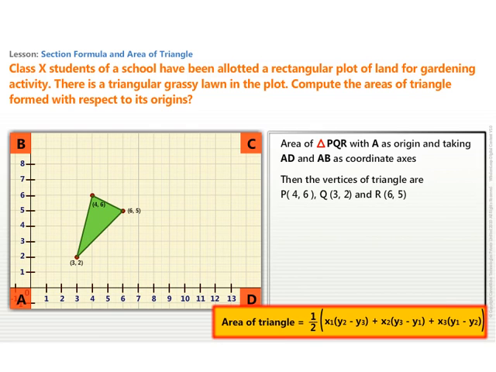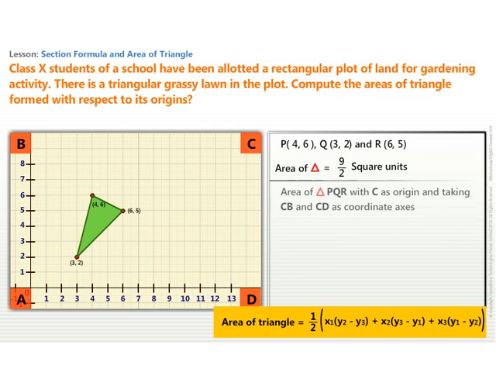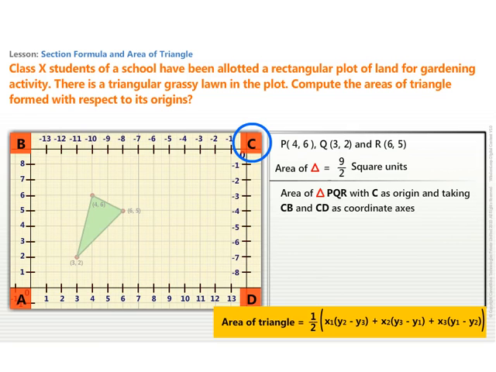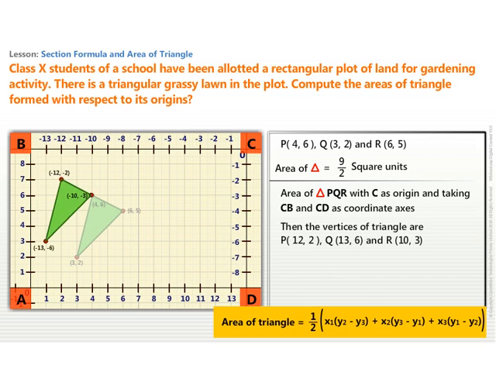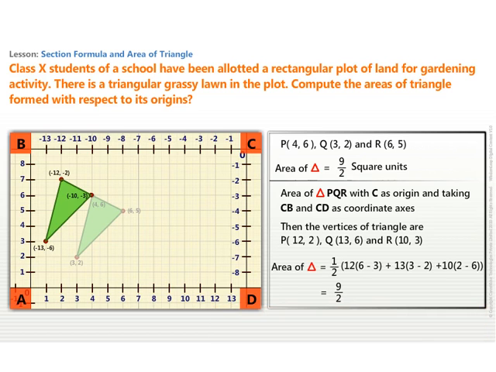We know the area of the triangle is equal to half into [x1 (y2 minus y3) plus x2 (y3 minus y1) plus x3 (y1 minus y2)]. Substituting the known values and simplifying, we get the area of triangle PQR is equal to 9/2 square units. To find the area of triangle PQR with C as origin and taking CB and CD as coordinate axes, the vertices of the triangle are P (12, 2), Q (13, 6) and R (10, 3). Substituting the known values in the formula and simplifying, we get the area of triangle PQR as 9/2 square units.